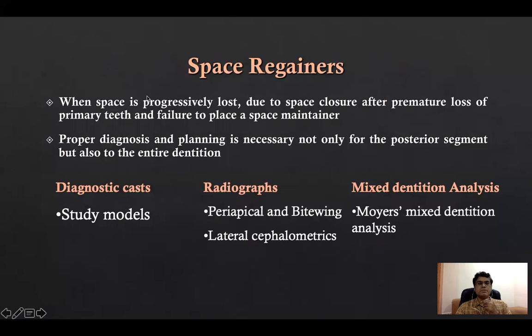The space regainers: when space is progressively lost due to space closure after premature loss of primary teeth and failure to place a space maintainer, we have to use space regainers. Proper diagnosis and planning is necessary not only for the posterior segment but also for the entire dentition. We'll be needing diagnostic cards or study models, radiographs, that is periapical and bite wing radiographs, lateral cephalometric radiographs, and we might be needing a mixed dentition analysis by means of Moyer's mixed dentition analysis to plan for regaining the space.